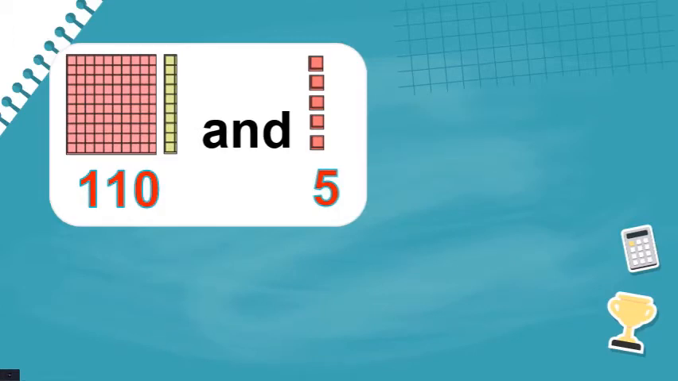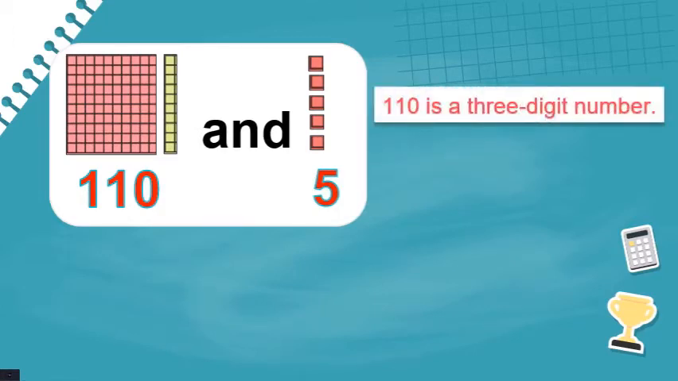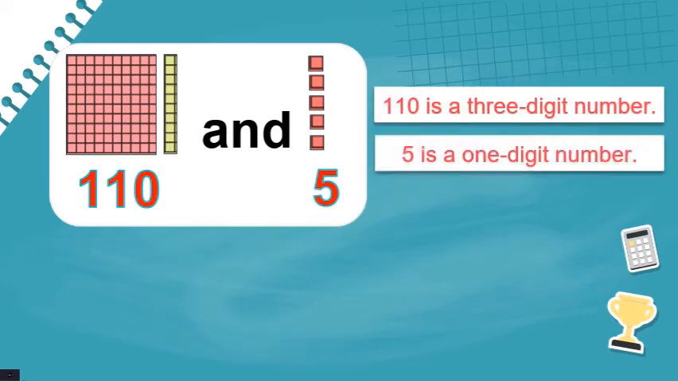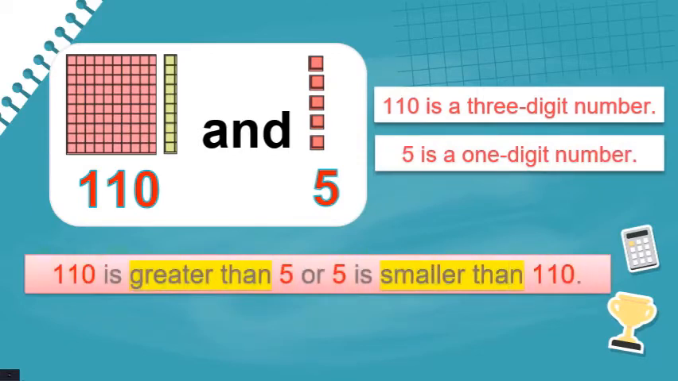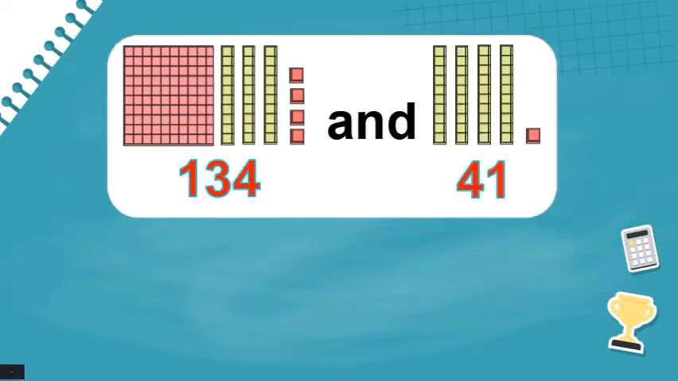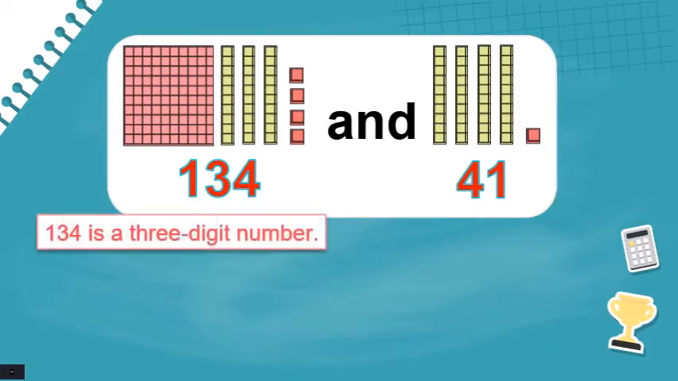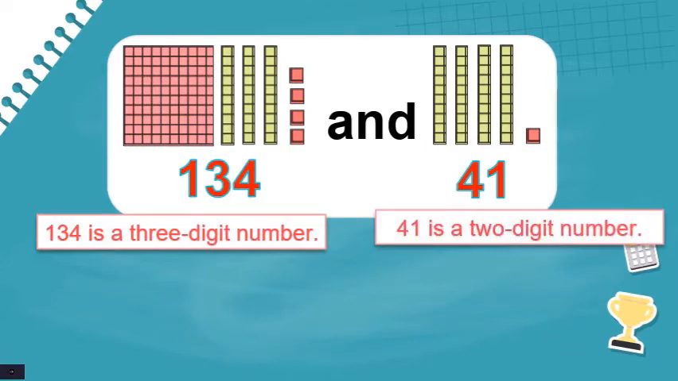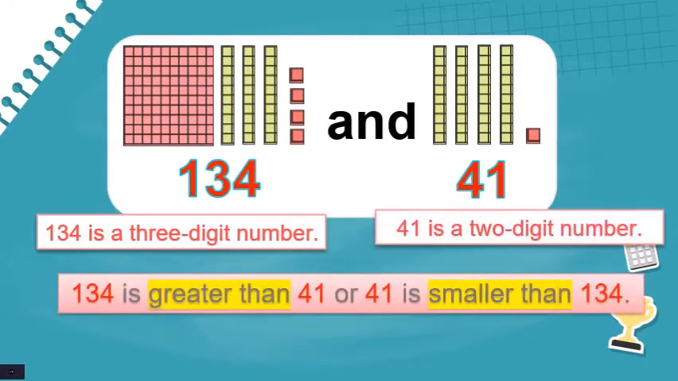110 and 5. 110 is a 3-digit number, while 5 is a 1-digit number. Therefore, 110 is greater than 5, or 5 is smaller than 110. 134 and 41. 134 is a 3-digit number. 41 is a 2-digit number. Therefore, 134 is greater than 41, or 41 is smaller than 134.